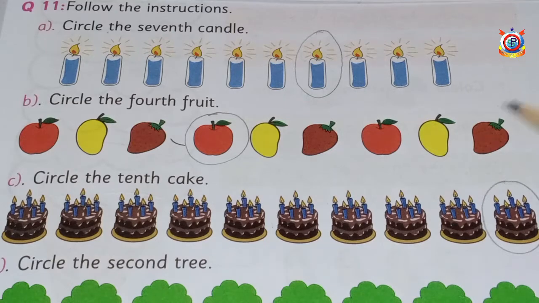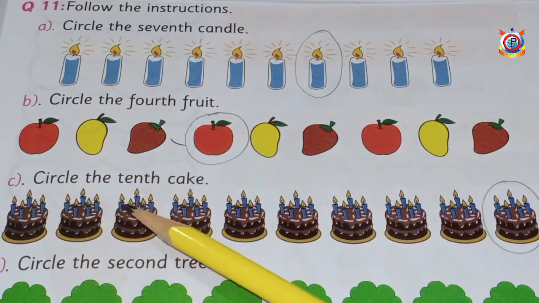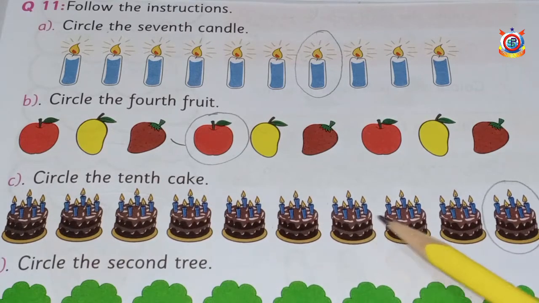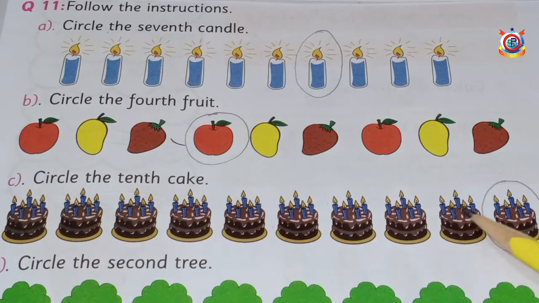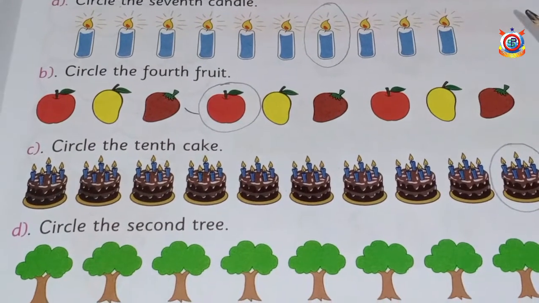Very good, students. As you can see, we have circled the 10th cake. Let's read again. First, second, third, 4th, 5th, 6th, 7th, 8th, 9th, 10th. This is the 10th cake, and we have circled the 10th cake. Very good. Okay, students, now we are on part D.